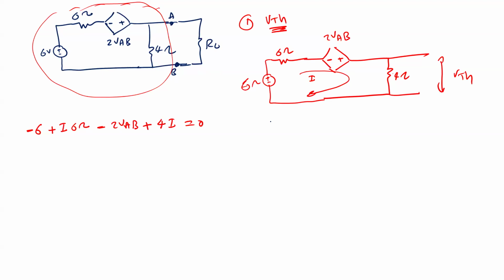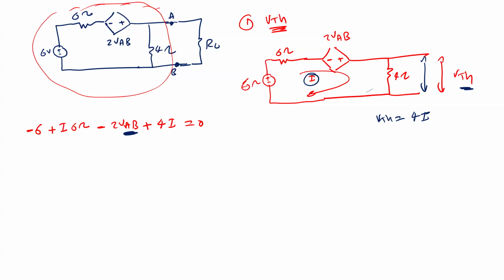Can anyone tell me how I can proceed, how I can solve this one? I have 2 unknowns, I and VAB. By the way, in order to get VThevenin, it's enough to know I, because once I get I, VThevenin should equal 4 times I, because the voltage drop here is VThevenin. You got what I'm saying? So how can I solve this equation to get I? In the examples you have, and also the way I explained it, you need to find the relation between VAB and the unknown here.